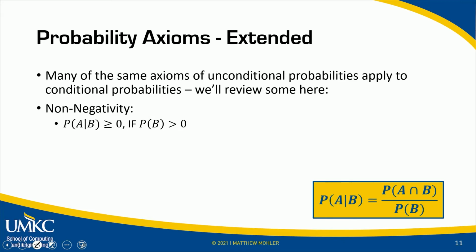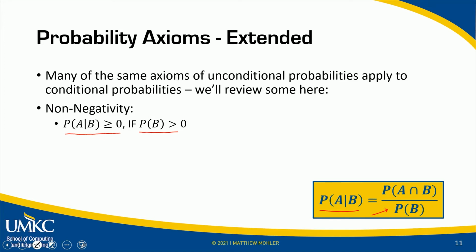The first one we'll look at is non-negativity. And we can say first that the probability of A, given that B has already occurred, must be greater than or equal to 0, so long as the probability of B is greater than 0. Now, we've already established that the probability of B must be greater than 0 for the probability of A conditioned on B to be valid.